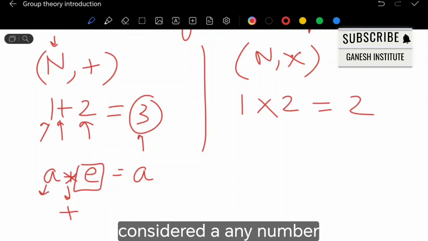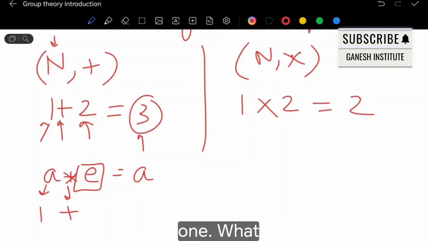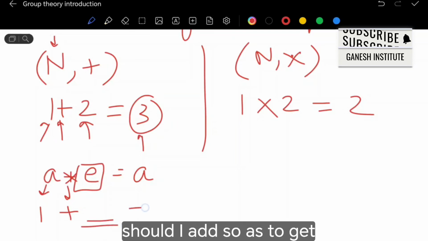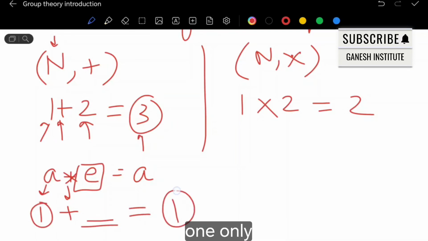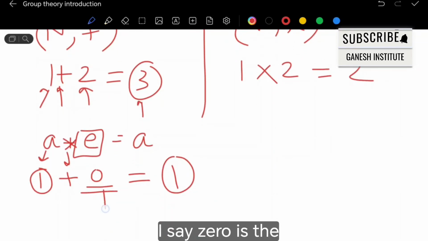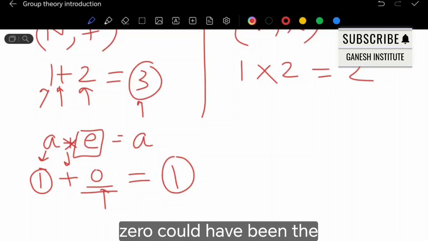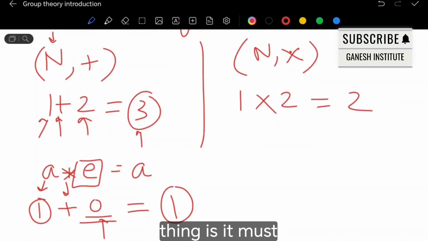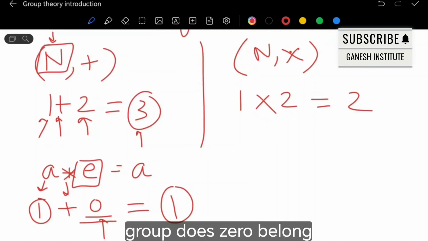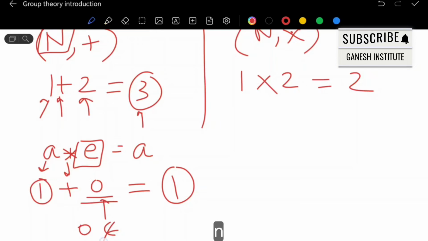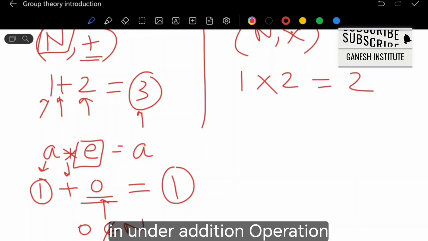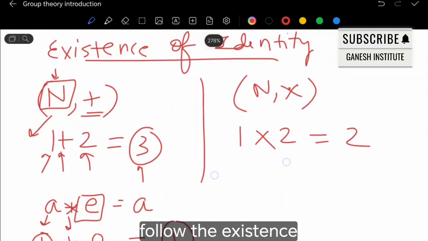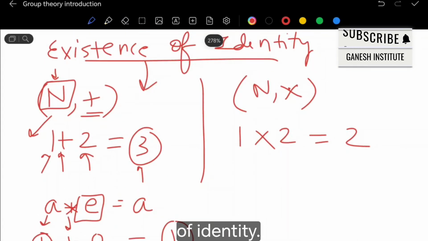I have considered A, any number, 1. What should I add so as to get 1 only? 0? Yes. So can I say 0 is the identity? 0 could have been the identity, but the thing is, it must be in this set. Does 0 belong to N? No. Natural number starts from 1. So under addition operation, natural number does not follow the existence of identity.